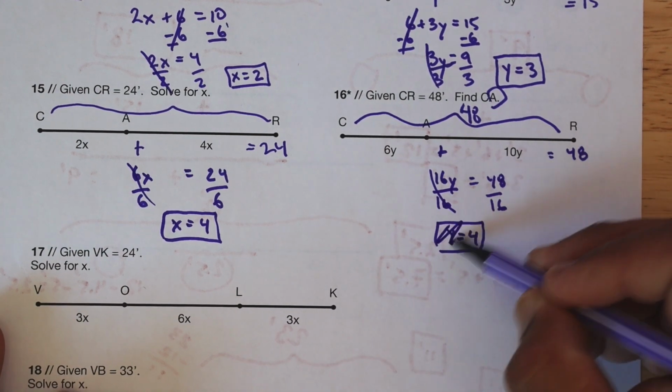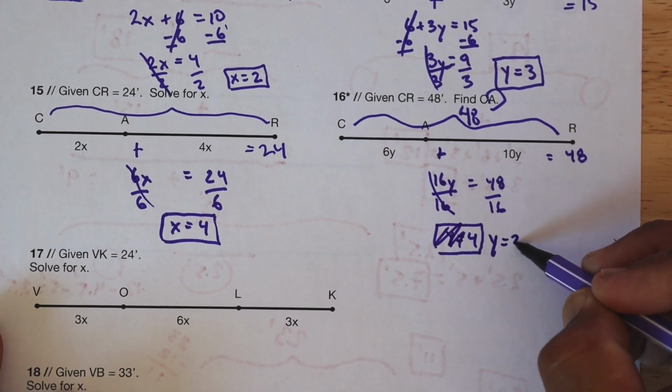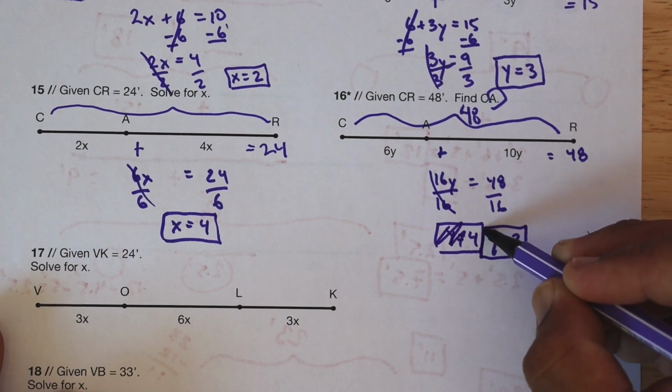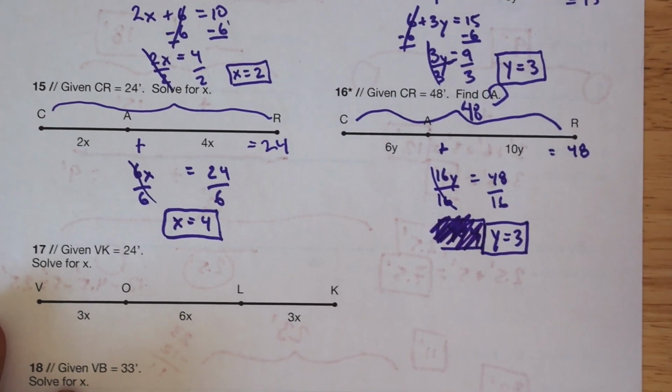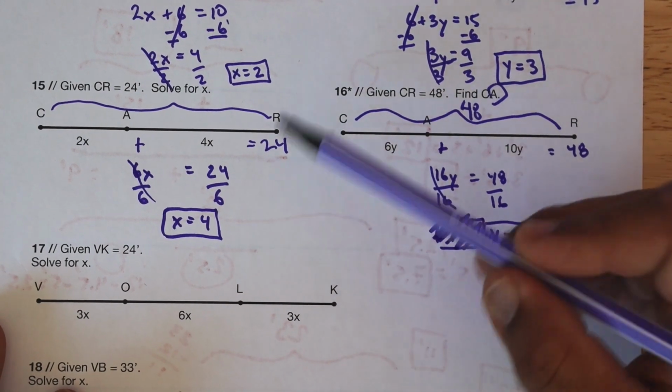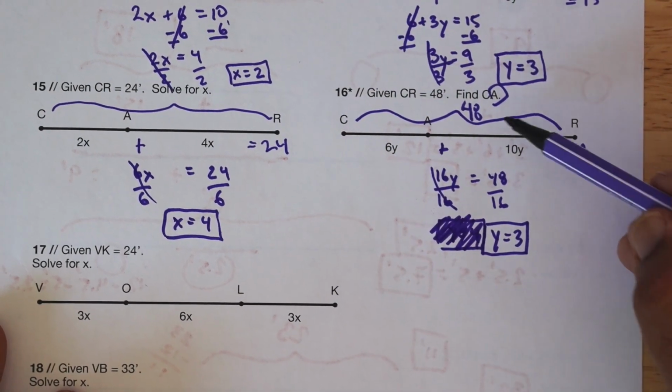Wait, not 4. Y equals 3. That's definitely what I said the first time. That never happened. So I got y equals 4, but I'm not done. Here I would have been done, there would have been done, here I would have been done.